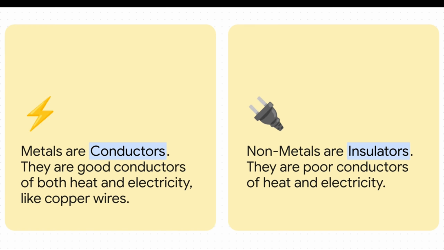Now, this next one, this is absolutely crucial for, well, pretty much all of our technology. Metals are fantastic conductors of both heat and electricity. That's why the bottom of your cooking pot is metal and why our electrical wires are made of copper. Nonmetals, on the other hand, are generally poor conductors, which makes them amazing insulators.